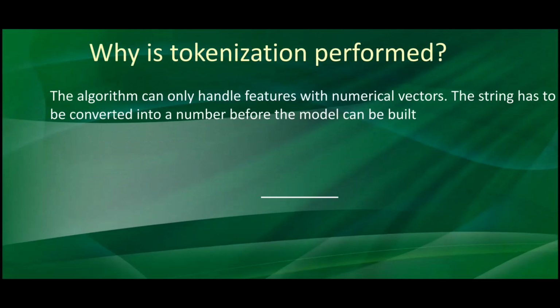So a question that can be asked is, why is tokenization performed in the first place? Most machine learning models, including naive Bayes, take numerical vectors as their features. But text is just a string with variable length, made of letters which can't really be considered numerical values. So the string has to be converted into a number before the model can be built. That's where tokenization comes in. Tokenization assigns a number to each individual token. A token can be a word, a letter, or a phrase, a set of similar phrases. Tokenization converts each lexical token into a number, which is then fed into the algorithm.